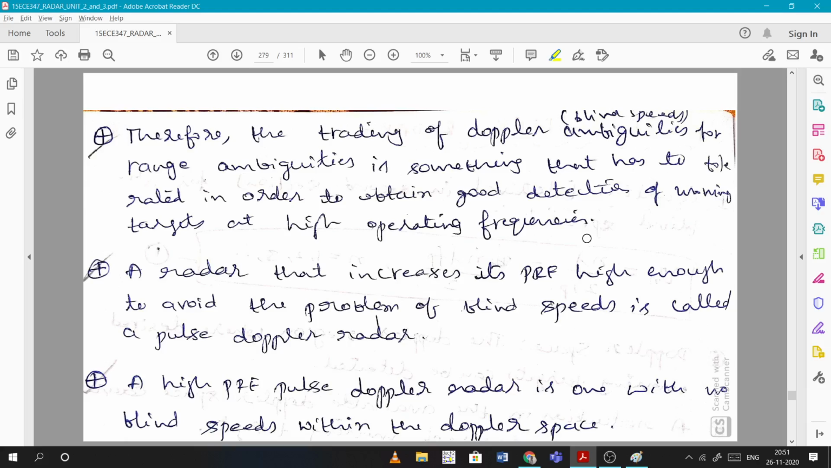A radar that increases its PRF high enough to avoid the problem of blind speeds is called pulse Doppler radar. So when we are using a PRF high enough to avoid this problem of blind speeds, then this radar is called pulse Doppler radar. At high PRF, a pulse Doppler radar is one with no blind speeds within the Doppler space. So when you use pulse Doppler radar, we won't get any blind speeds within the Doppler space.